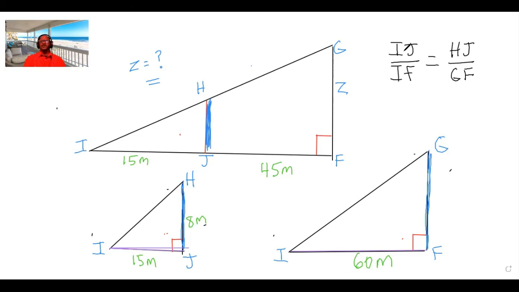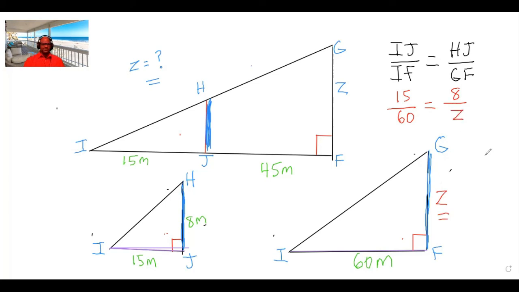So what is IJ? Yeah, IJ is 15, so we'll go ahead and put 15 at the top. What is IF? IF is 60, so we'll go ahead and put 60 at the bottom there. What is HJ? Yes, HJ is 8, so go ahead and put 8 at the top. And then what is GF? GF we don't know. Actually, GF is Z. This is the unknown right here. So we're going to put a Z there.